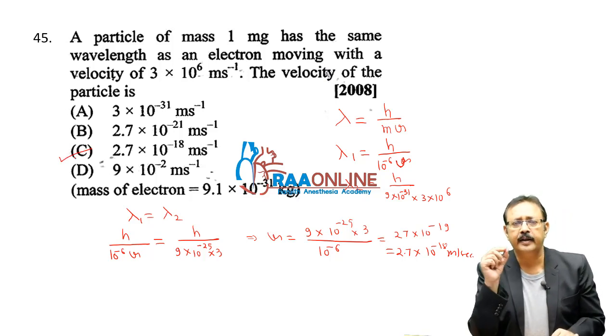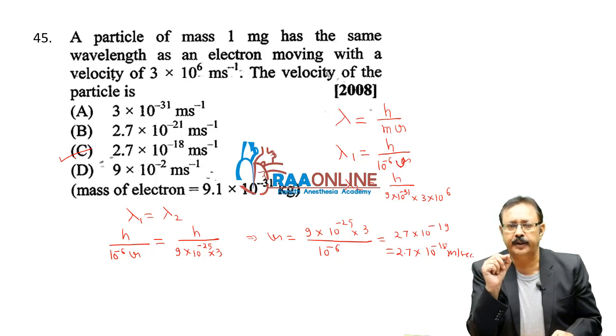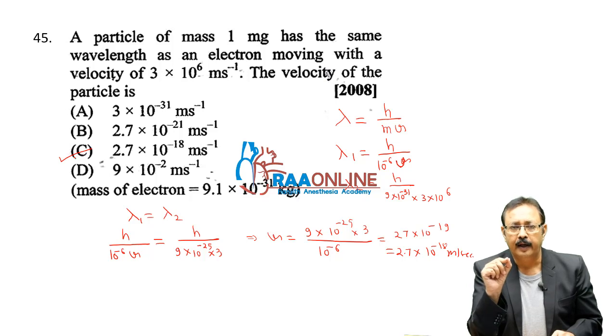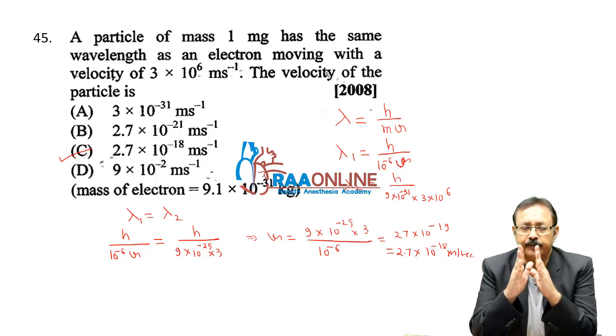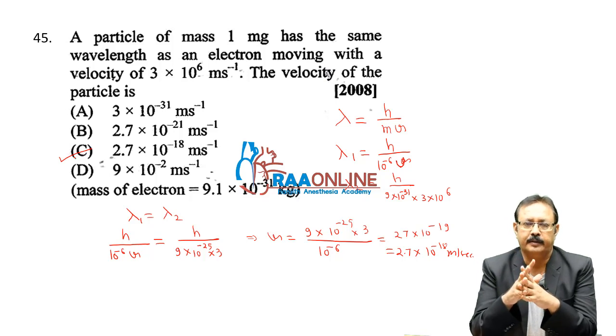So in this way we have completed the unit dual nature of matter and radiation. Unit was small, but unit was very, very important.